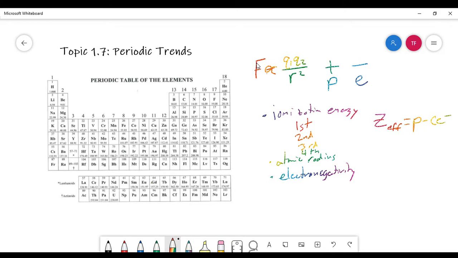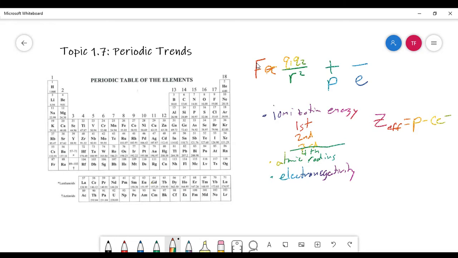For the fourth ionization energy, that electron is going to be on the second energy level, very, very close to the nucleus. Because it's going to be close to the nucleus, smaller distance from the nucleus, you're going to have a much larger force on that electron. You're going to have a massive jump right here between the third and fourth energy level.